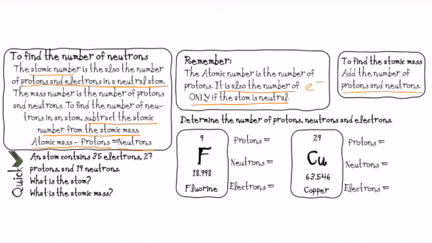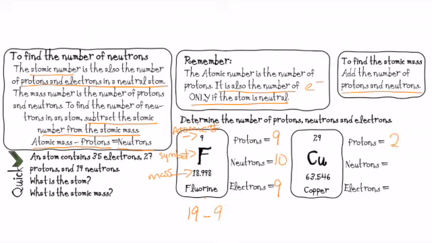So looking at these, this is what an element would look like on the periodic table. Here's the atomic number. Here's the mass number. This is the symbol. So protons are equal to the atomic number. Electrons are also equal to the atomic number. And to find neutrons, we take the mass minus the number of protons, so we would have 10.